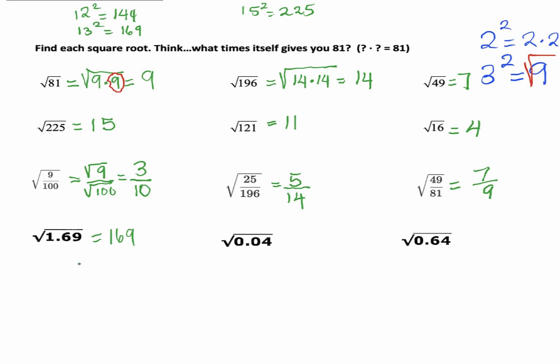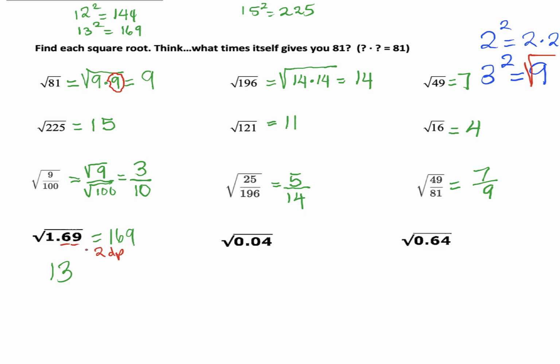Well, guess what it is? It's 13. Now, again, this is a decimal, 1.69. Now, how many digits are after the decimal point? You have 2 digits, okay? So you have 2 decimal places after.